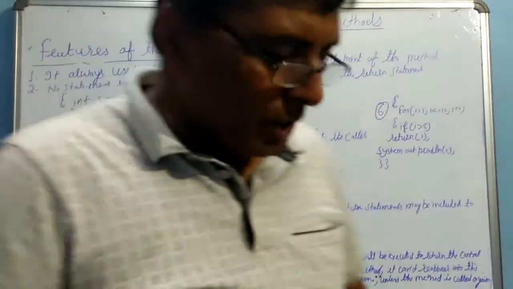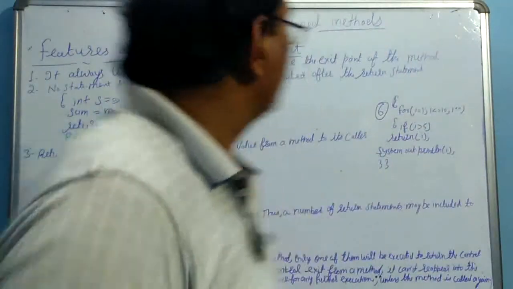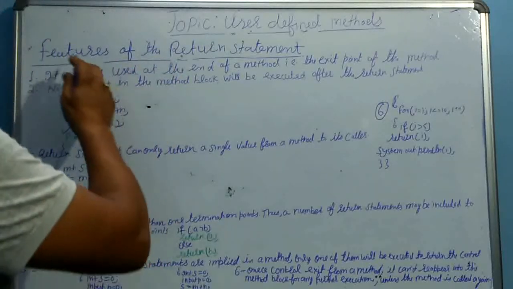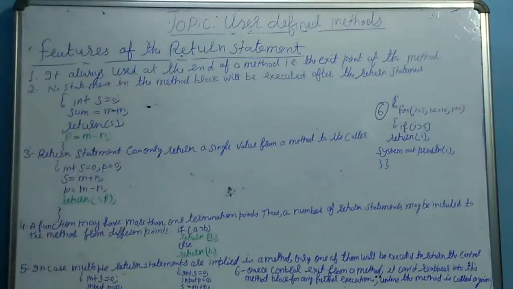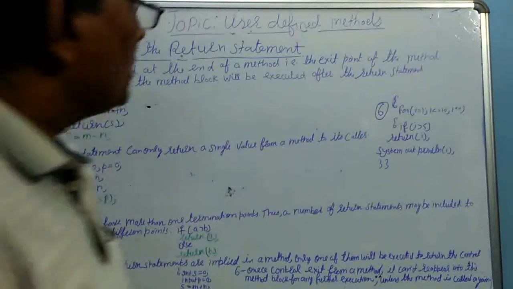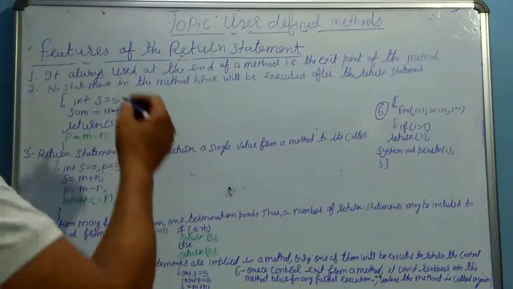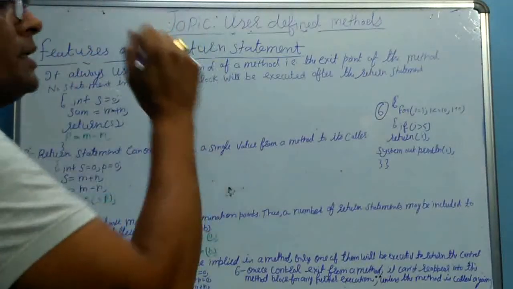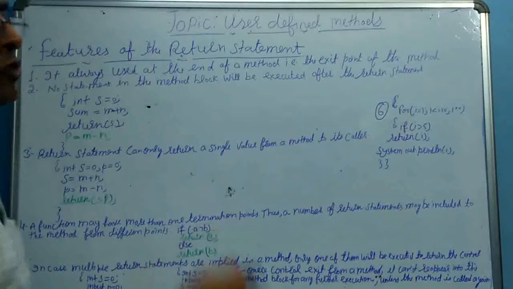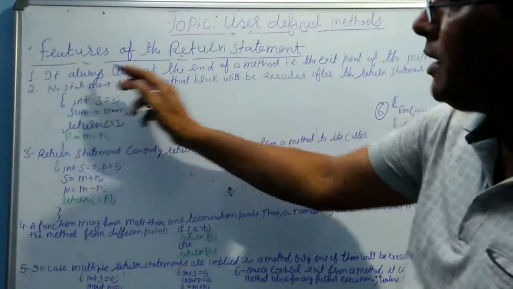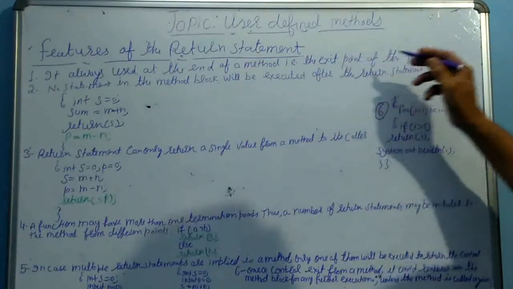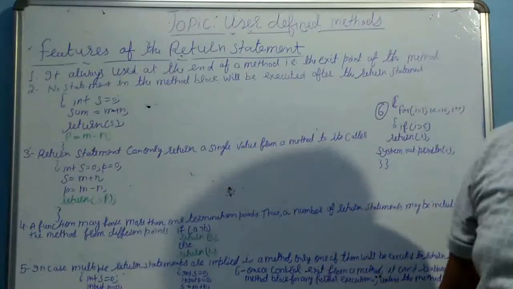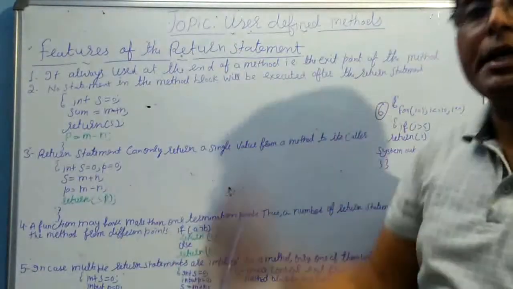Hello student. Now we will discuss the topic of features of the return statement. When you make your program, you have to know about the features of the return statement. So what are the features of the return statement? One is that it is always used at the end of the method, the exit point of the method. This is the first feature of the return statement.